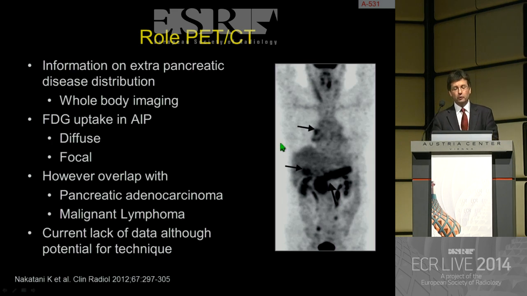This is a patient who's got, obviously, diffuse disease throughout the pancreas, but we've also got uptake here within the gallbladder and hilar lymph nodes, which, particularly the hilar lymph nodes, are a common site for extrapancreatic disease. FDG uptake will be seen both in focal and diffuse disease. However, again, there is an overlap between pancreatic adenocarcinoma and malignant lymphoma.